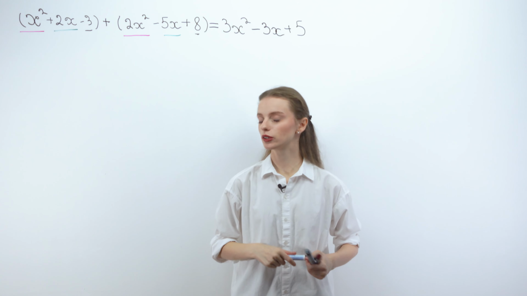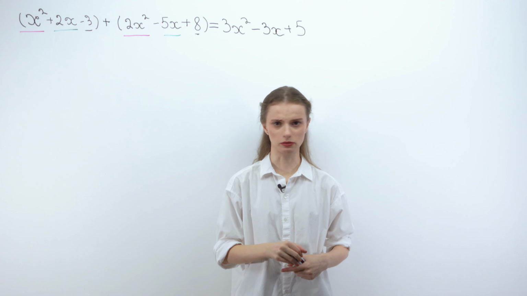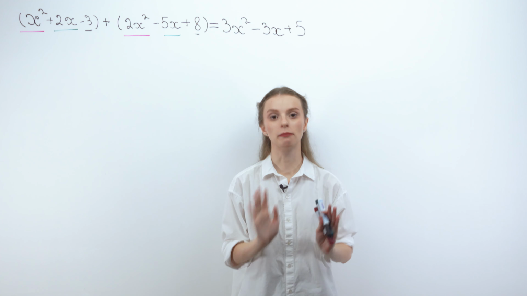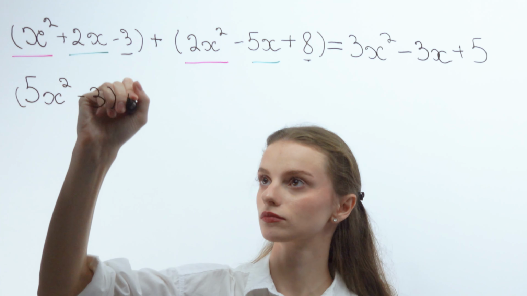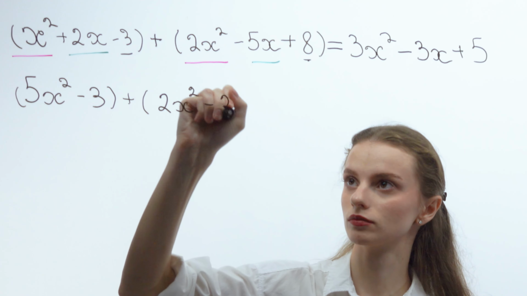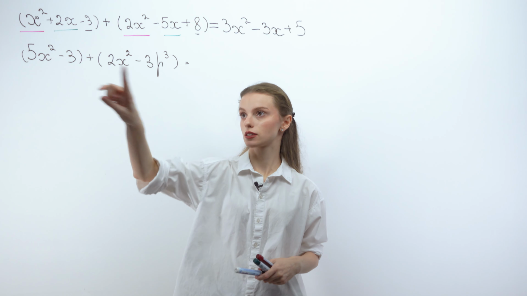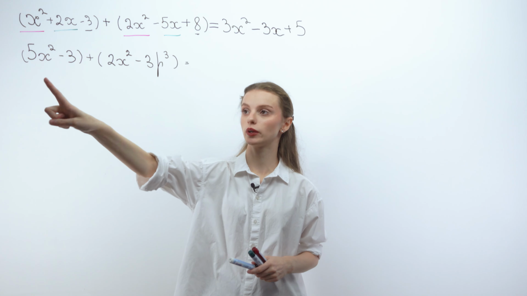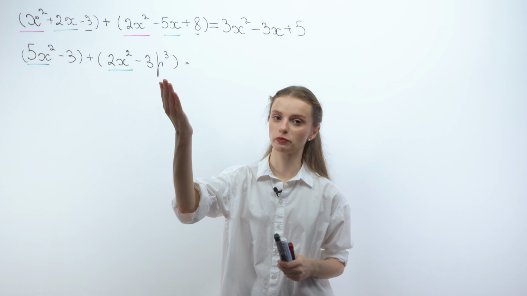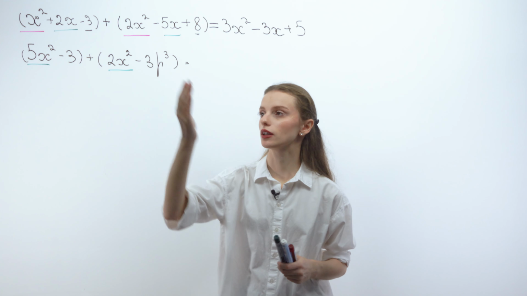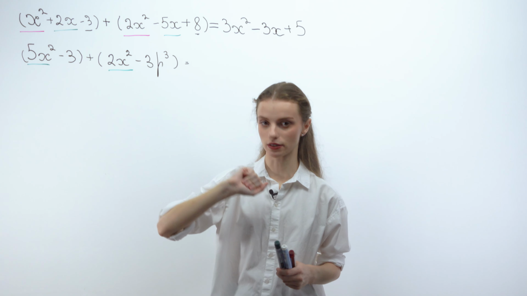Again, I'm only going to combine like terms, okay? If the terms are not like, I'm not combining them. I'm leaving the terms by themselves. Let's keep doing it. Let's look at this example. We have 5x squared minus 3 plus 2x squared minus 3p cubed. What are we going to combine here? I see x squares, so I'm going to combine 5x squared and 2x squared. Okay, can I combine anything else? Here we have p cubed, which cannot be combined with anything, and here we have negative 3. Negative 3 cannot be combined with anything.